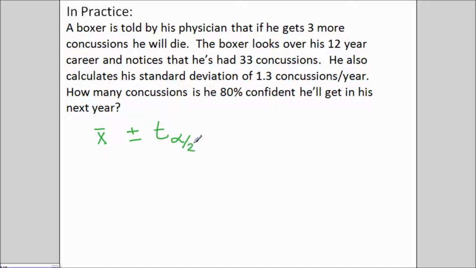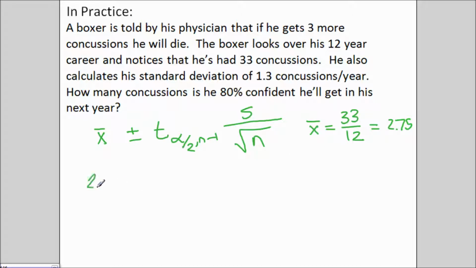Now, a confidence interval uses t alpha over 2 with n minus 1 degrees of freedom. Confidence intervals are always in 2 directions, times the sample standard deviation over the square root of n. So what's our sample mean? This question doesn't give it to us exactly, but it does say he's had 33 concussions over 12 years. We know x bar is equal to x over n, 33 concussions over 12 years. That's equal to 2.75, an average of 2.75 concussions per year.